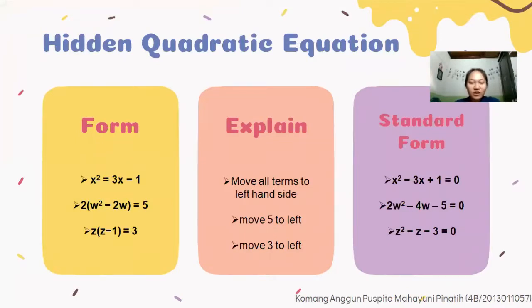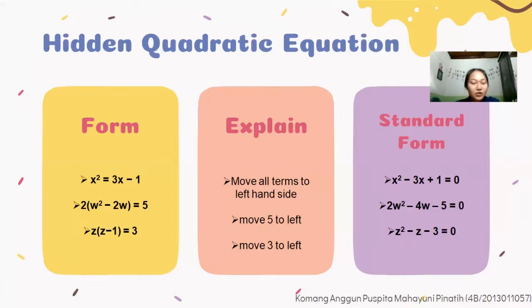Hidden quadratic equations. As we saw before, the standard form of a quadratic equation is ax squared plus bx plus c equals 0. But sometimes a quadratic equation does not look like that. Here are three examples of hidden quadratic equations. The first is x squared equals 3x minus 1. In this equation, we can move all terms to the left-hand side, and the standard form we get is x squared minus 3x plus 1 equals 0.